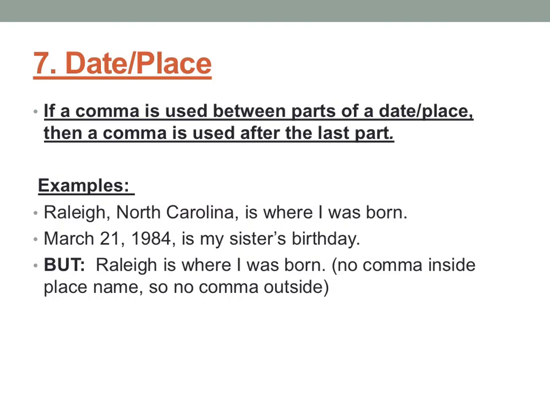This is a date and place rule. So in the first example, Raleigh, North Carolina is where I was born. I think most people remember the comma after Raleigh, but a lot of people forget that comma after North Carolina. The same instance with the date, March 21st, 1984, is my sister's birthday. A lot of people remember that comma after the 21, but forget the comma after the year. This rule only pertains to if you have the full date, so the month, the day, and the year. If you're just putting the month and the year, this does not pertain to that.